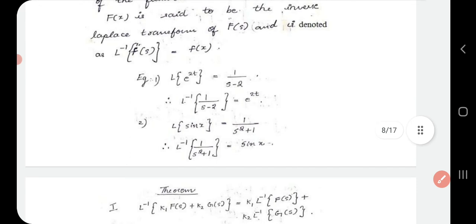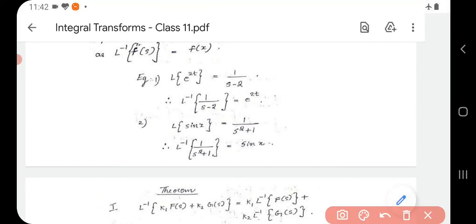Now one problem. Laplace transform of e raised to at is 1 by s minus a. That we already studied, the first formula that we discussed in our first class on Laplace transform. Laplace transform of e raised to ax is equal to 1 by s minus a. So Laplace transform of e raised to 2t will be 1 by s minus 2. Now L inverse of this one will be e raised to 2t.